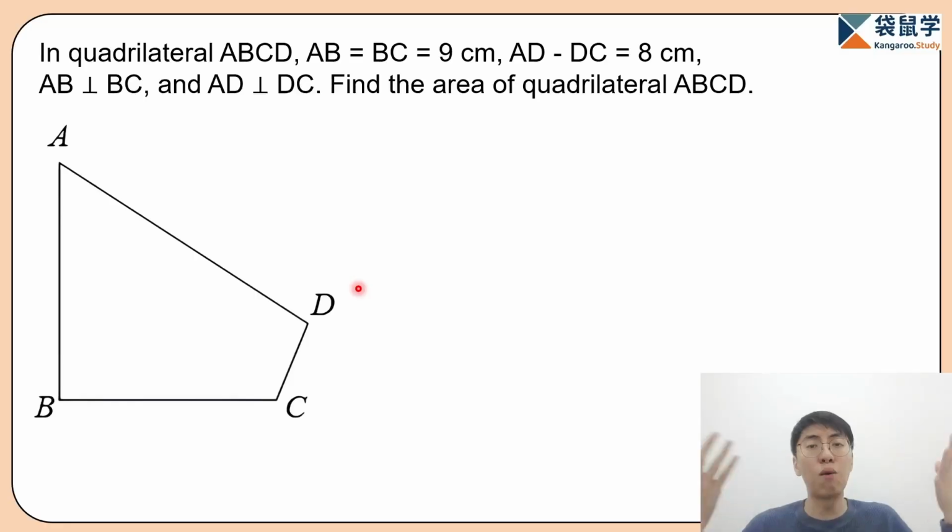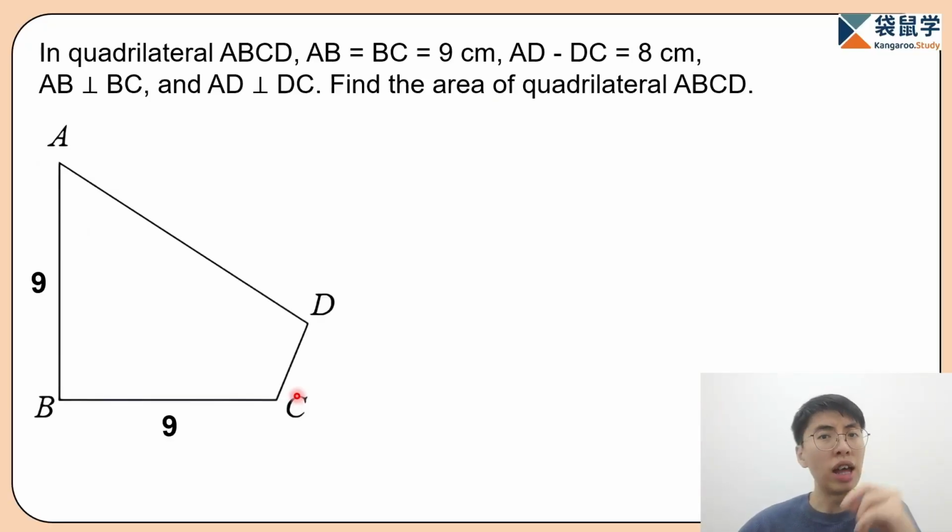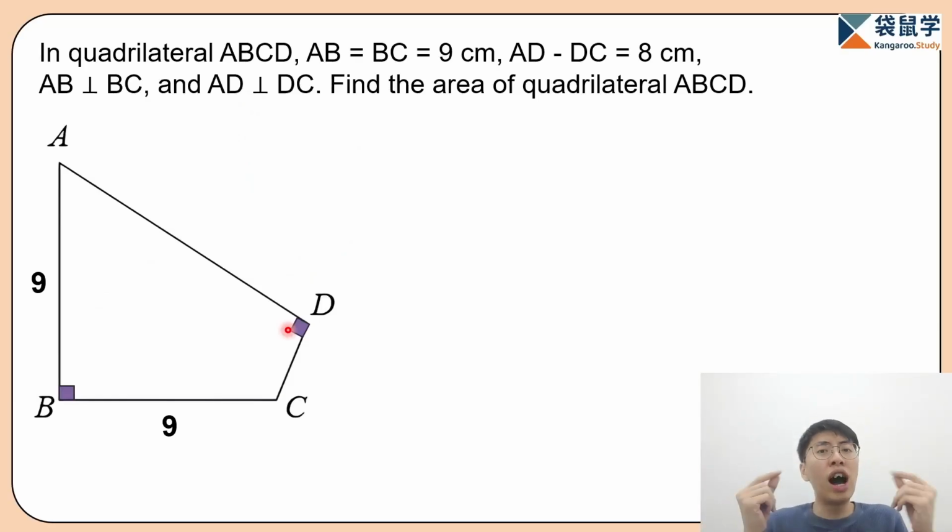The first thing we should do after reading through the question is to label down all of the information. As we all know, AB and BC are both 9 centimeters each. And now AD minus DC equals 8 centimeters. But from this, are we able to get anything out of it? For now, no. So we continue on with AB perpendicular to BC and AD perpendicular to DC. Now we are asked to find the area of this quadrilateral.